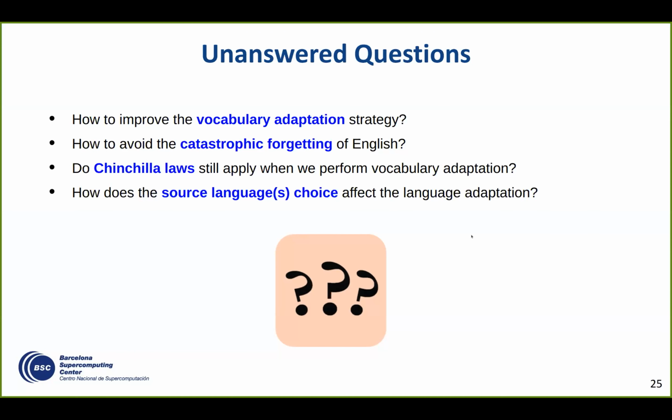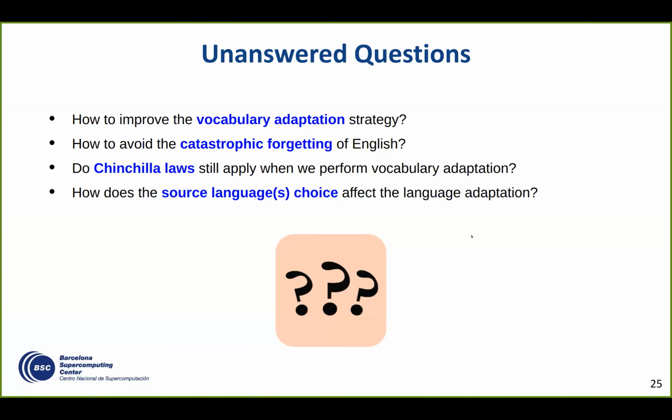Also, the question about how much training a model needs when you are adapting from an already pre-trained checkpoint. Do Chinchilla laws still apply? We assumed that, and we took that as a reference, but if we have a checkpoint like Bloom that has been trained for 300 billion tokens, do we still need the Chinchilla laws to perform well, or is it still compute optimal to do that if we follow the Chinchilla scaling laws?